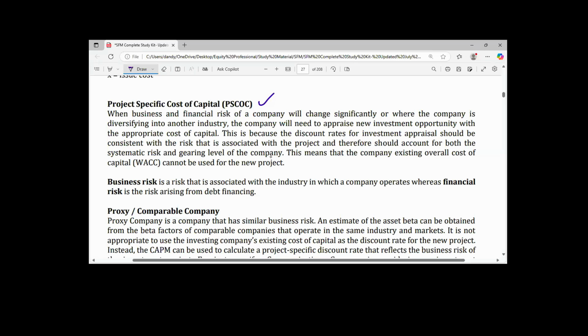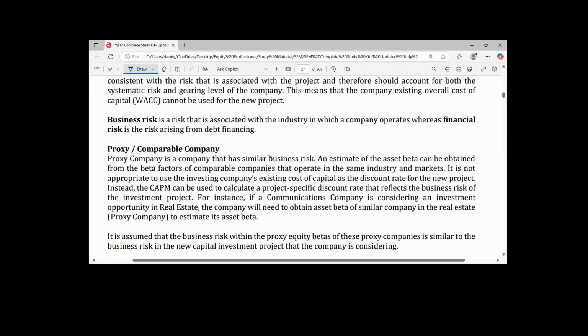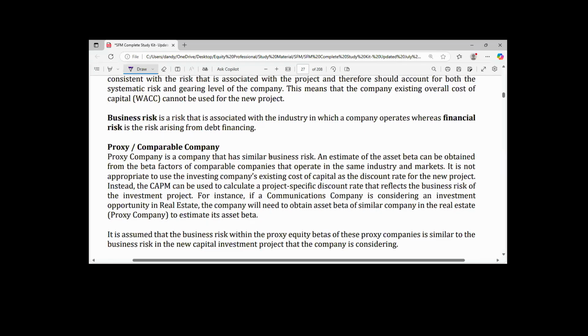Then number 3, what is beta? Beta is a measurement of risk. We use beta to measure risk. There are 2 types of beta. We have asset beta, and we have equity beta.